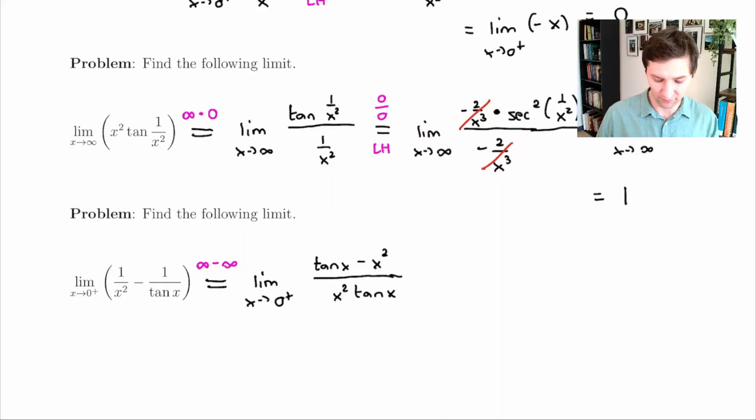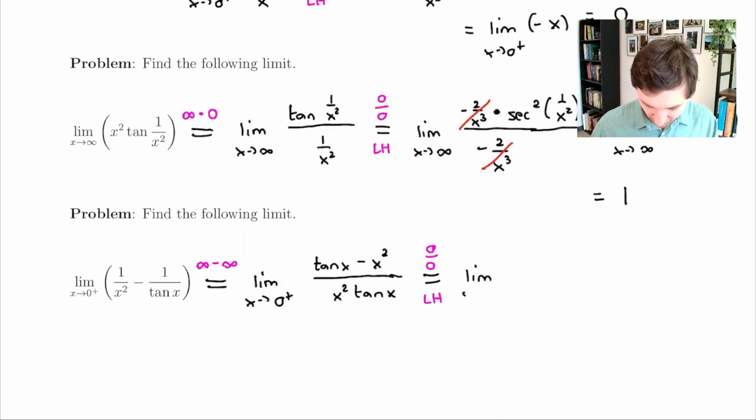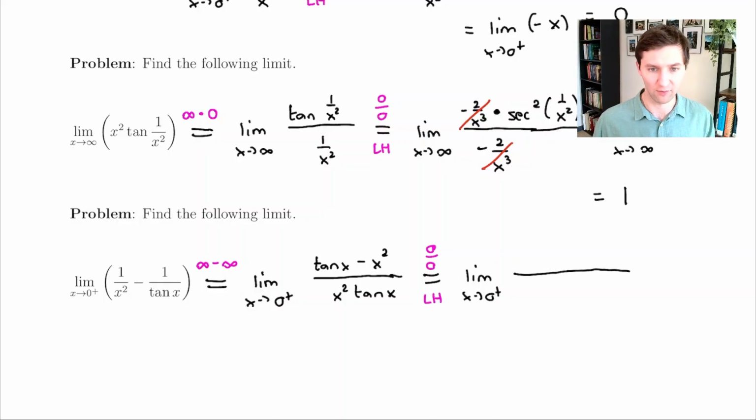As x goes to 0 now, in the numerator, I have 0 minus 0. In the denominator, I will get 0 times 0, which is also 0. This is of the form 0 divided by 0, which allows me to use L'Hopital's rule. When I do that, I have to take derivatives now, and I get the limit as x goes to 0 from the right side of, in the numerator, the derivative of tangent, which is secant squared of x. The derivative of negative x squared is negative 2x.